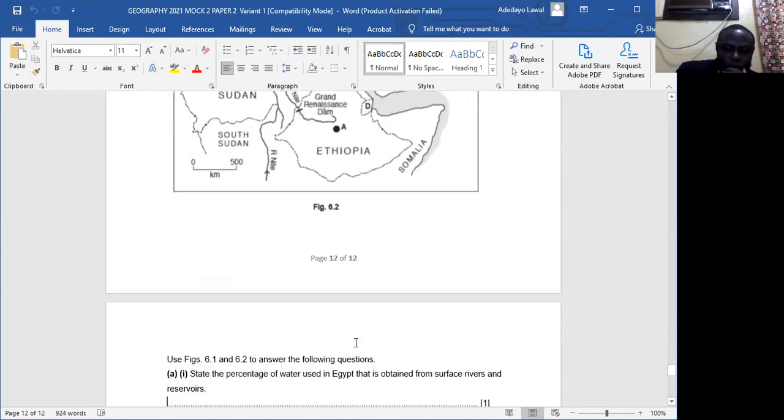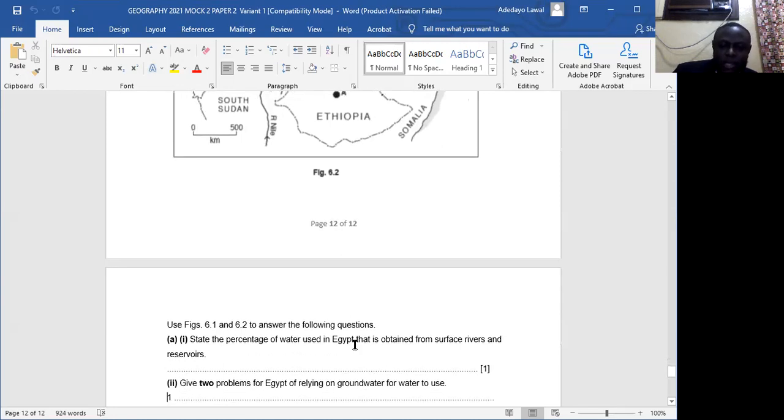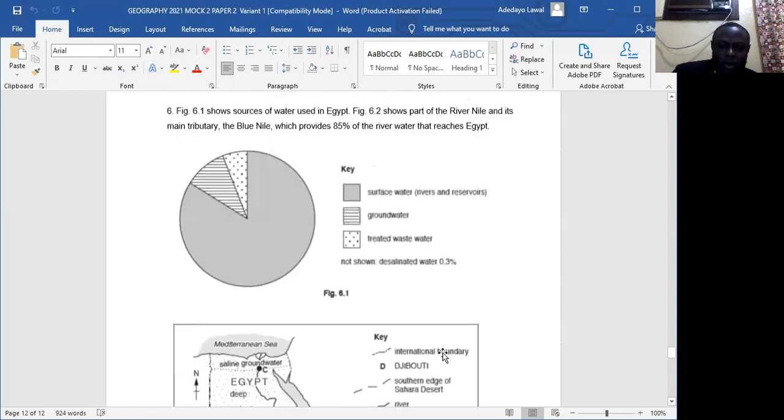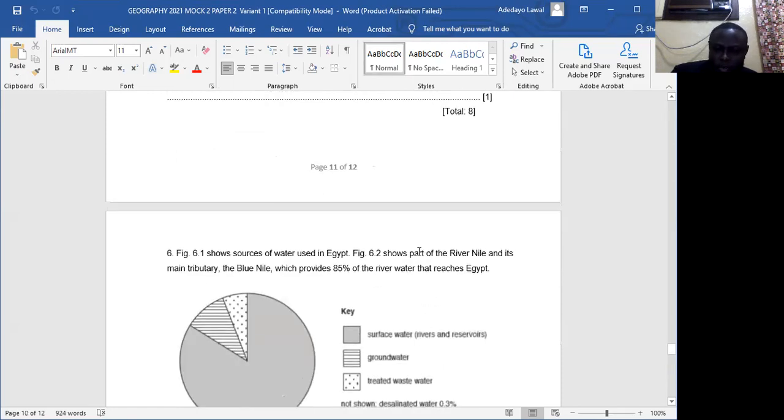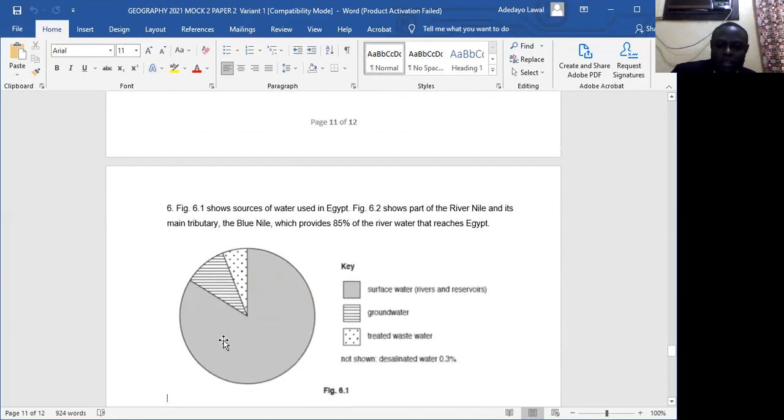So they want you to state the percentage of water used in Egypt that's obtained from surface, rivers, and reservoir. I think they've already mentioned it in the question. But if you look at it here, this is a pie chart. Everything is 360, but they want it in percentage. They just want you to find the percentage of this.